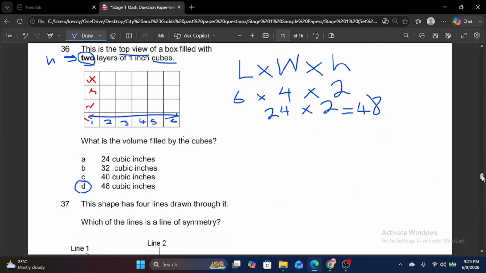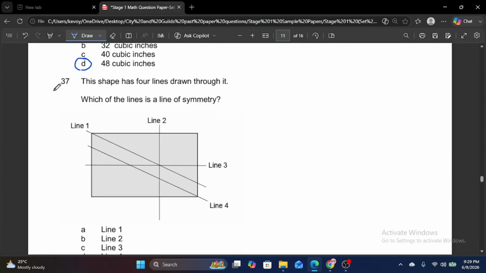Moving right along. So we have question 37. This shape has 4 lines drawn through it. Which of these lines is a line of symmetry? So a line of symmetry separates. Let me write it right there. So line of symmetry separates.